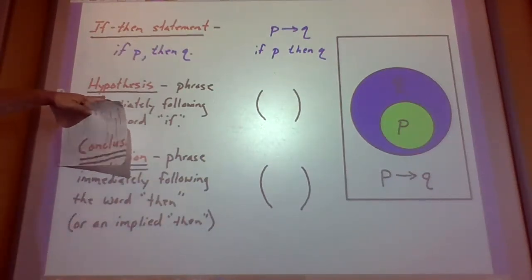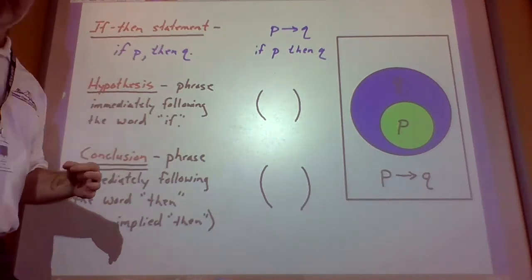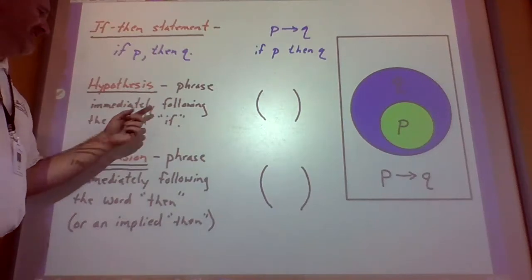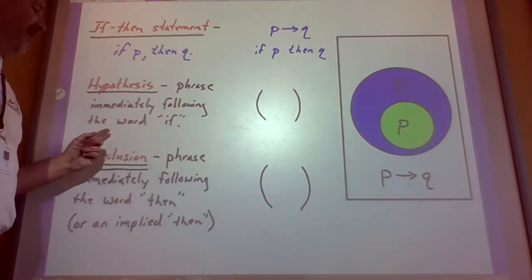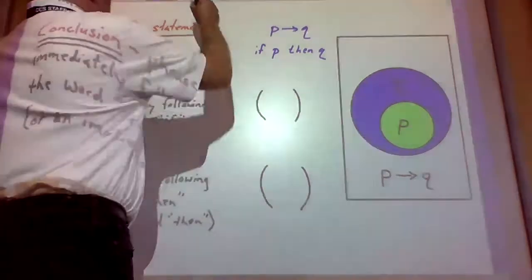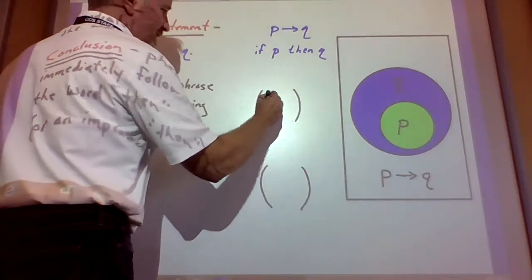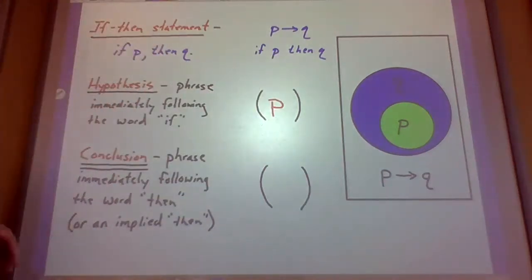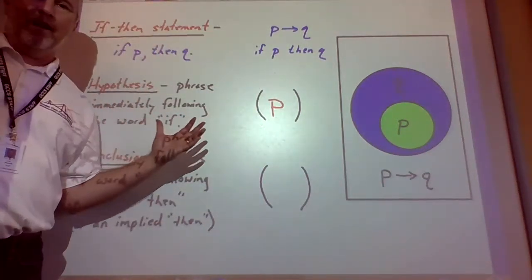So the hypothesis, not to be confused with hypotenuse. Hypothesis is the phrase immediately following the word if. All right. So that would be in this situation the P. The hypothesis is the P. It's the stuff that immediately follows it.